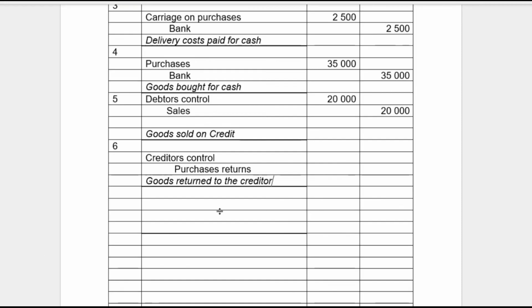That is your narration, right? And then how much goods did you return for? 1,200, right? And then that is how you record transaction number 6. Let's go to transaction number 7.